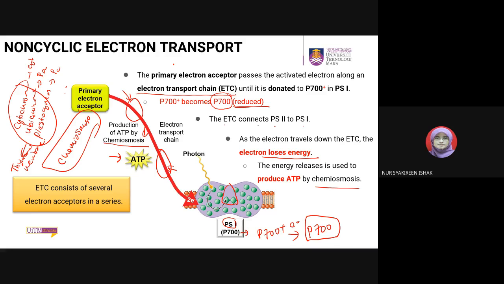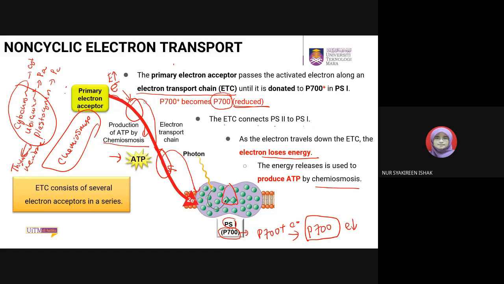Okay, so kenapa tengok kat dalam gambar ni, kenapa arrow warna merah ni dia menurun? Sebab nak menunjukkan electron initially it has high energy. It is a highly energized electron. But as the electron is transferred from one carrier to another carrier, the electron releases energy, and once the electron reaches photosystem 1, electron tu it has no energy left.